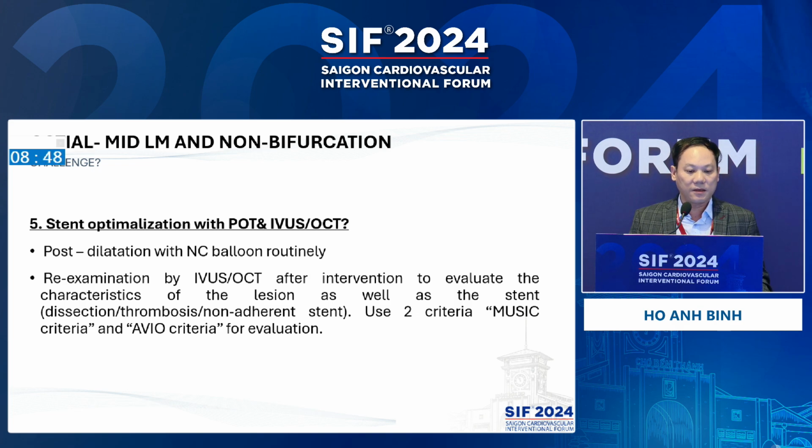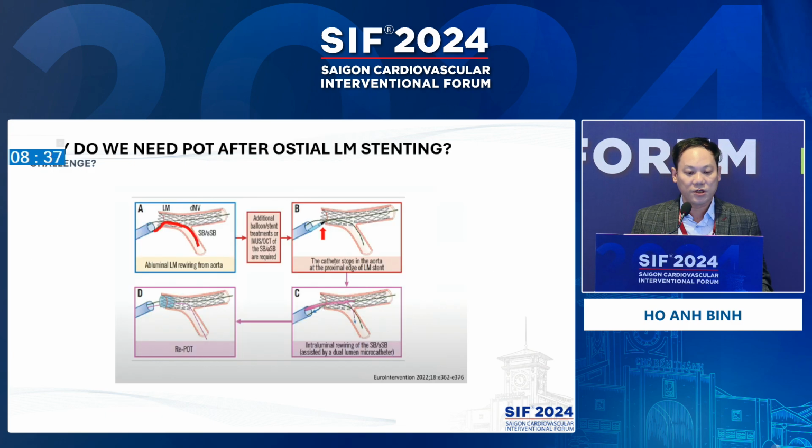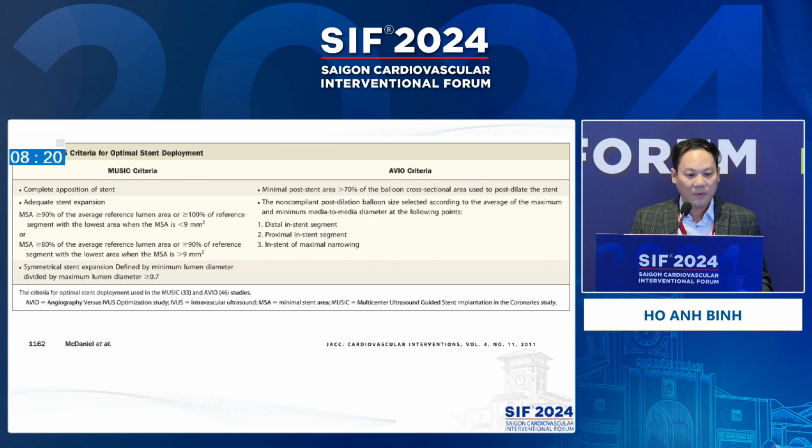We optimize with POT and IVUS or OCT to check after doing the PCI, using two criteria, the MUSIC criteria and the IVUS criteria for evaluation. And we also have to do the POT after ostial left main stenting to prevent the wrong way when we insert a wire or do stenting. And this is the IVUS criteria for optimal stent deployment. We have to finish on this.